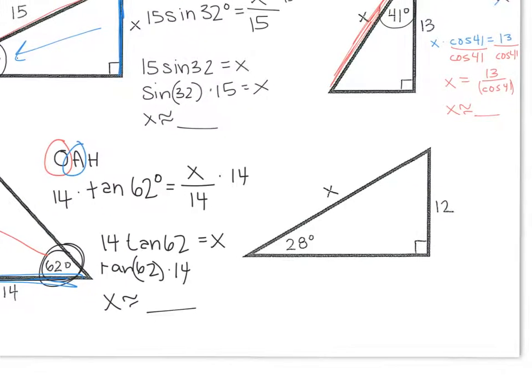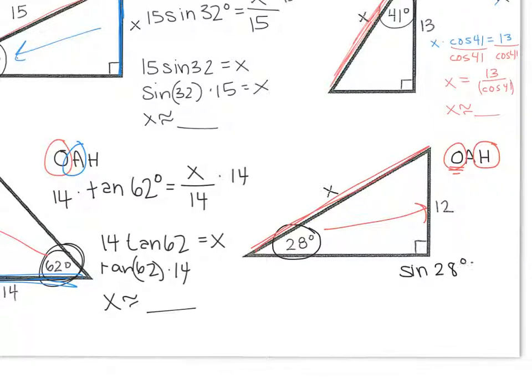Okay, then the last one on this side. I write OAH. Look at your angle. You are given opposite. You want to know X. X is the hypotenuse. So if you have O and H, you're going to use the sine. So you write the sine of 28 degrees equals opposite, which is 12 divided by X, the hypotenuse.